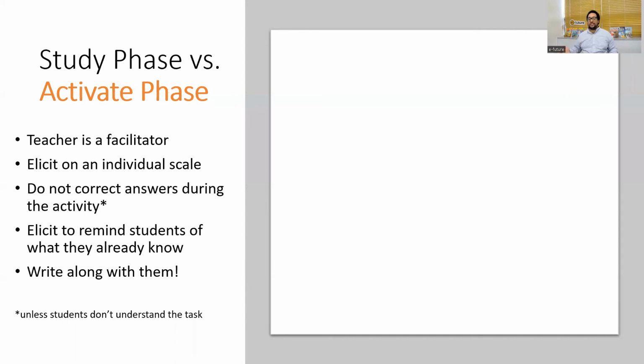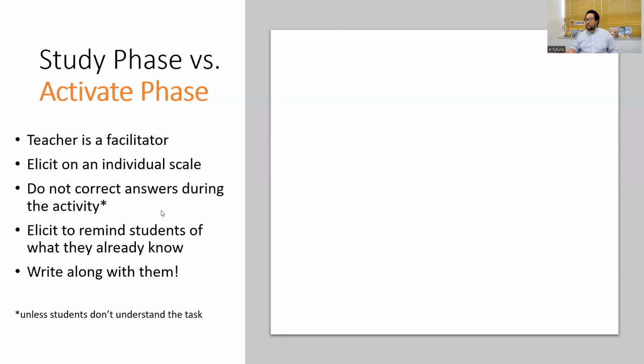So you're going to elicit on an individual scale. So this is, like I said, in the final writing, maybe even in step 5 when they're organizing, you want to take a small step back and don't elicit to the entire class, but elicit to different students, so that if you see that they're struggling, you can give them ideas that are specific to them.